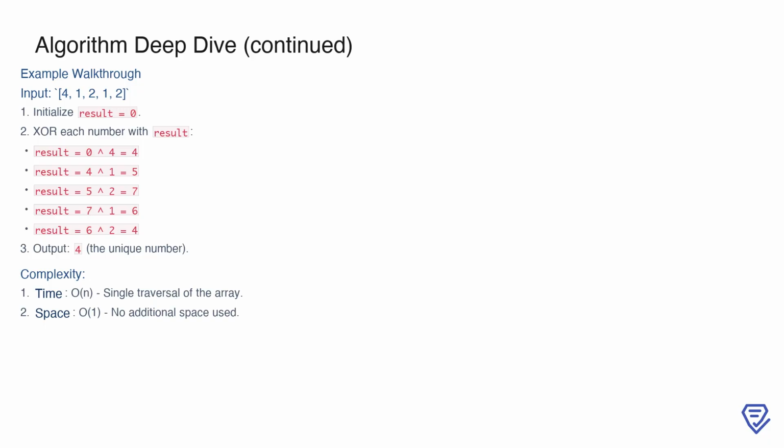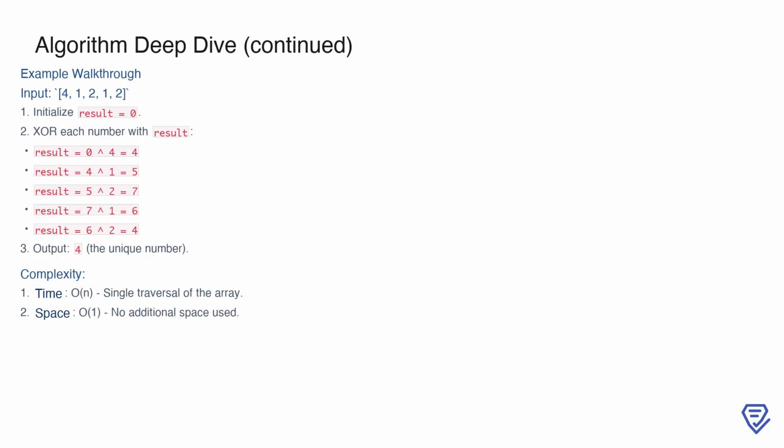Then, 5 XOR 2 gives 7. Continuing, 7 XOR 1 results in 6. Finally, 6 XOR 2 gives 4. After processing all the numbers, result holds the value 4, which is the unique number in the array. This example demonstrates how the XOR operation efficiently isolates the unique number.